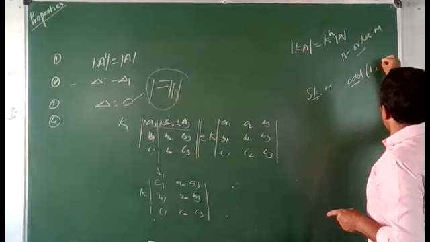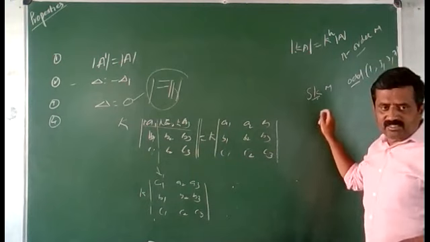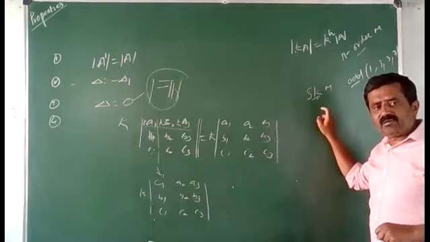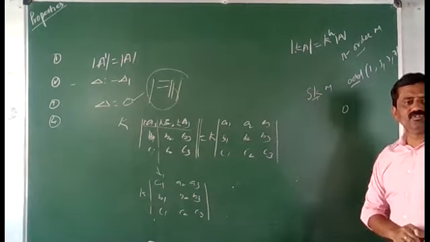Next again, the determinant of a skew symmetric matrix of odd order, that means order 1, 3, 5, 7, is 0.